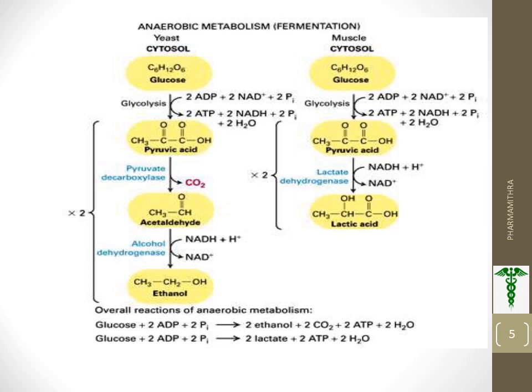Next, an anaerobic fermentation example that is carried out in our muscle cytosol: the glucose present in our body, with the help of the glycolysis process, can be converted into pyruvic acid, and with the help of the lactate dehydrogenase enzyme converted to lactic acid. These are the best examples of anaerobic fermentation.